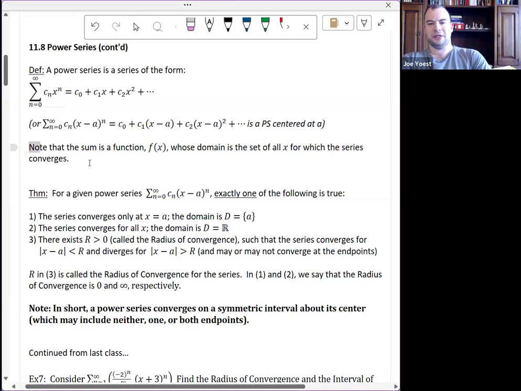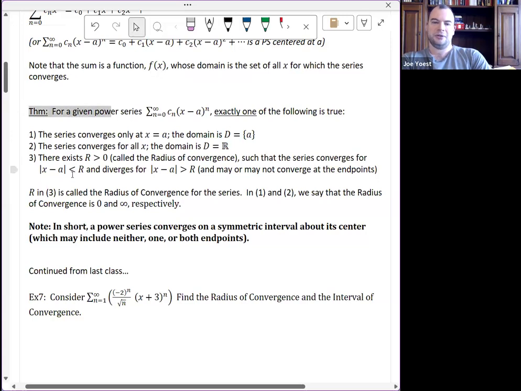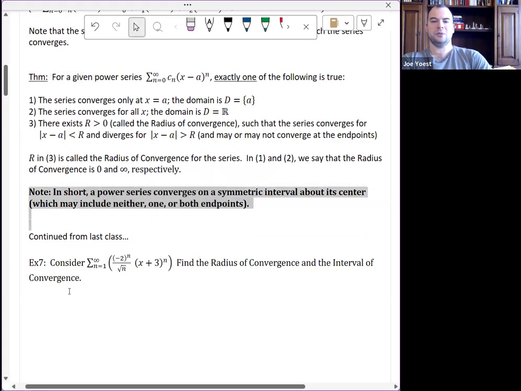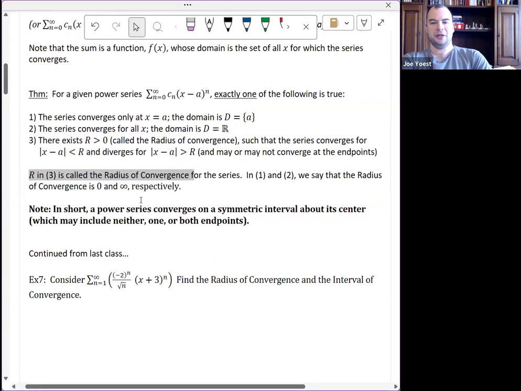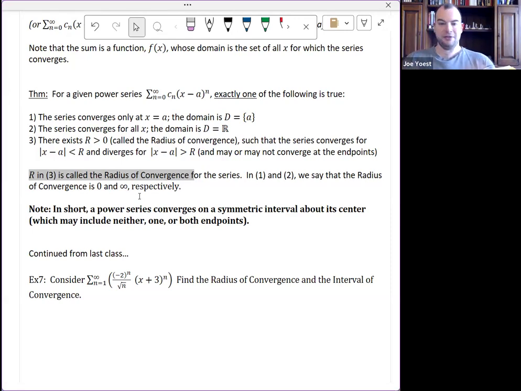Again, recall that the sum is a function. It's a function f of x whose domain is the set of all x for which the series converges. And we had an interesting theorem here, which roughly says that power series converge on symmetric intervals about their center. So we have this idea of a radius of convergence for the series. So the series will converge for x within R units from the center. It'll diverge for x's that are more than R units from the center. And at the endpoints, it may or may not converge.